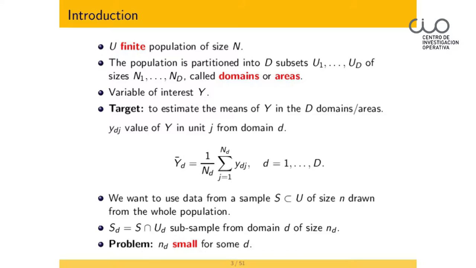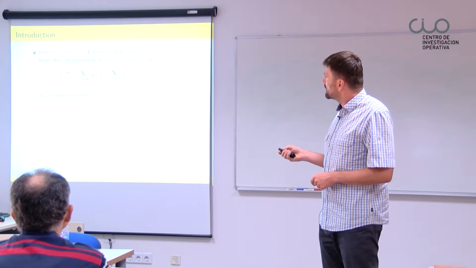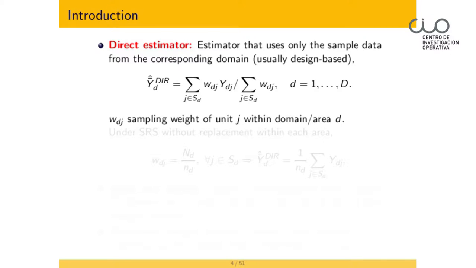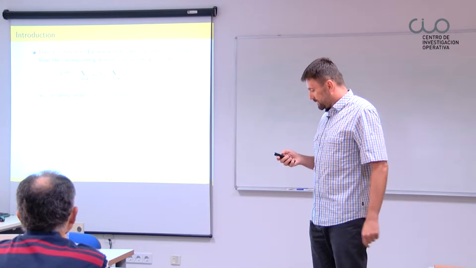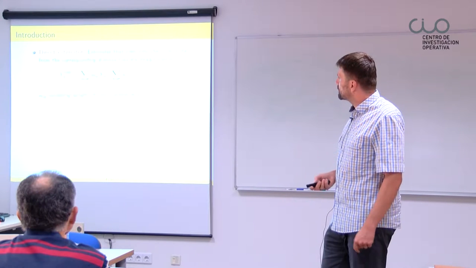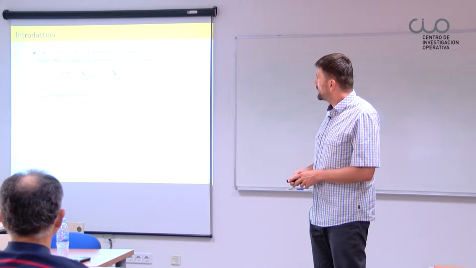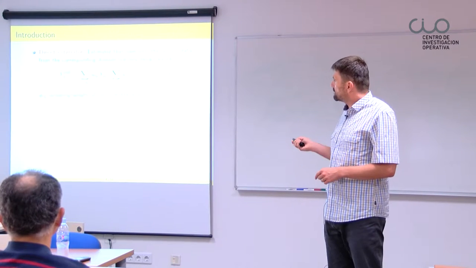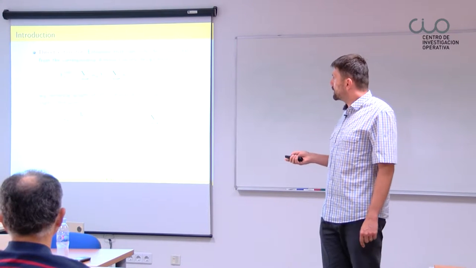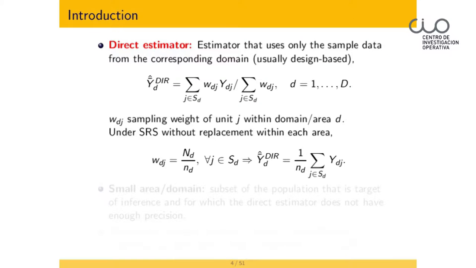And the basic methods cannot work very well in this case. The basic approach to estimate the quantity is the so-called direct estimator, which uses only data from the sample in the domain. As the data comes from design-based studies, the direct estimator can be calculated in this form, which is in fact the weighted mean of the observations from the sample from the area, where w_dj are the weights of units within each domain. If we suppose, for example, simple random sampling without replacement, then these weights are given by this formula, and the direct estimator is just the mean of our observations in the area.